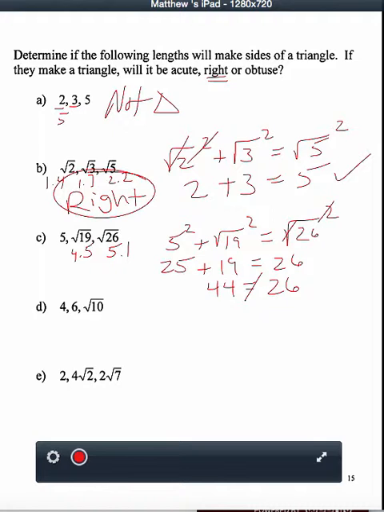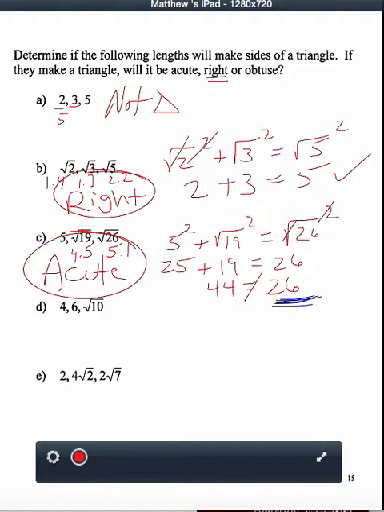Here's where we're going to say, since the hypotenuse by itself, so 26 was the hypotenuse, since that is smaller than the other two sides combined, this is an acute triangle because smaller than 90 is acute. So that's how we decide.